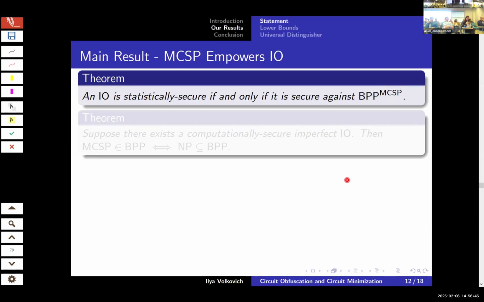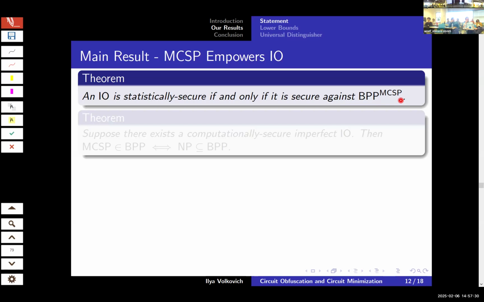As it turns out, one of the results that we get is that you don't actually have to be all the way in to be all the way in. What do we mean by that? IO is statistically secure if and only if it's secure against a much smaller class of algorithms, which is BPP to the MCSP. So if you think about it, you are secure against exponential time, exponential space, double exponential space, pick your favorite, as long as you're secure against this small animal called BPP to the MCSP, something which is in the second or third level of the polynomial hierarchy.